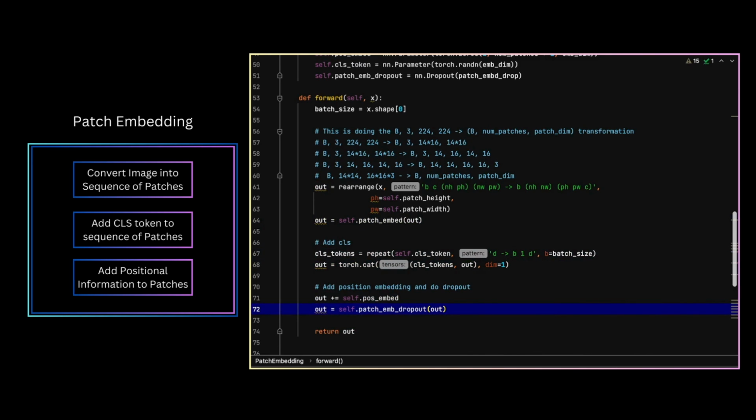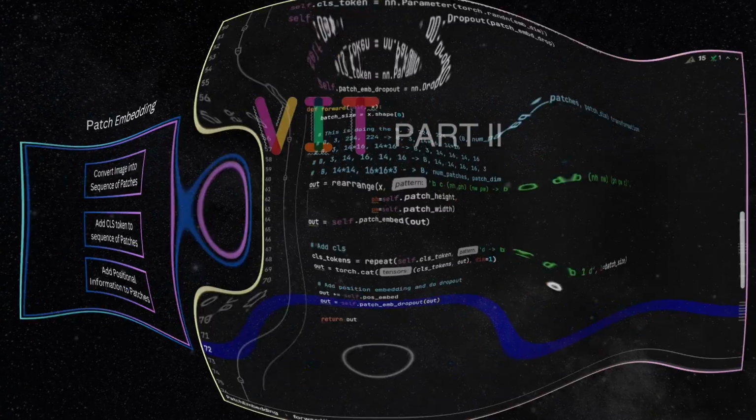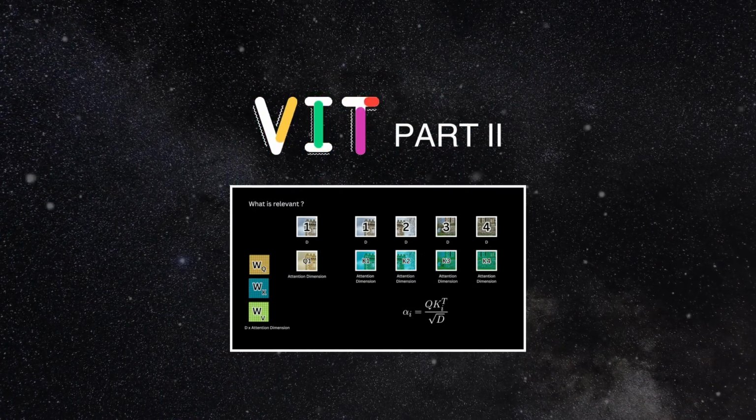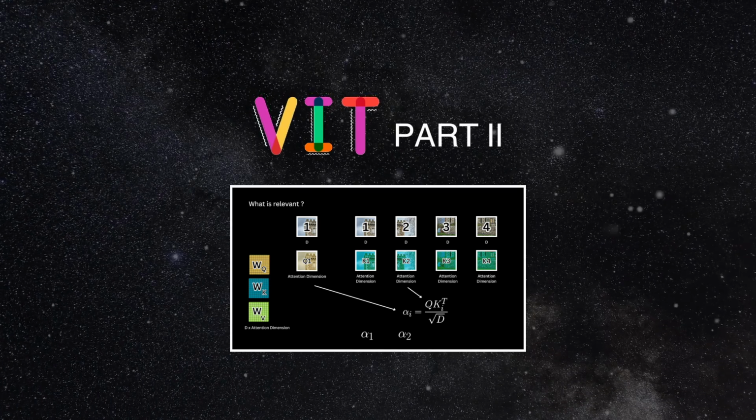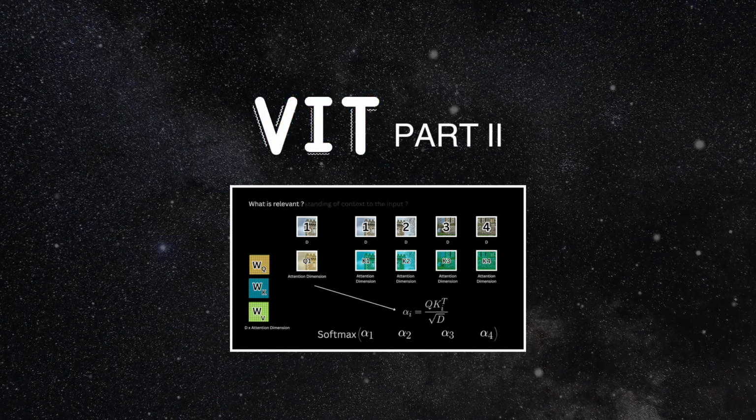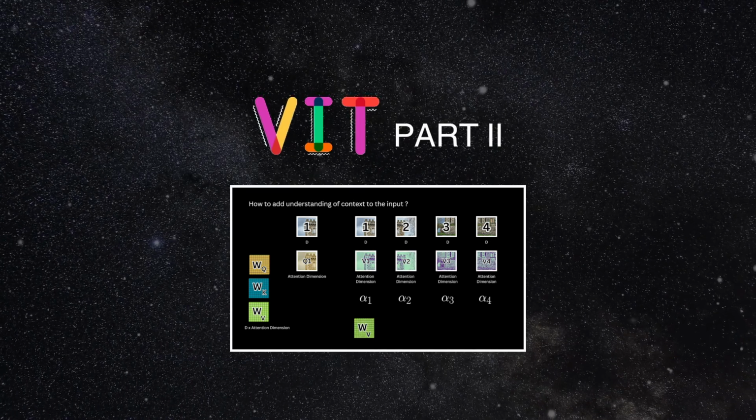So that brings us to the end of the implementation of patch embedding block, as well as the first part of vision transformer. In the next part, which will be in the next video, we'll look into the need and intuition of attention and understand the entire attention block of transformer and see how that would be implemented. So see you in the next video.